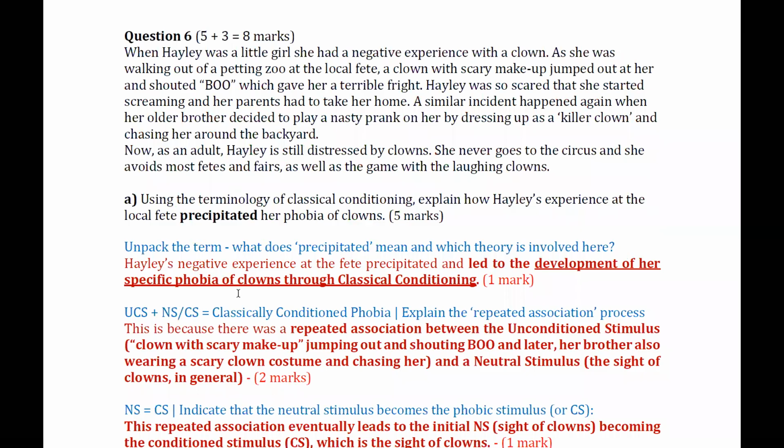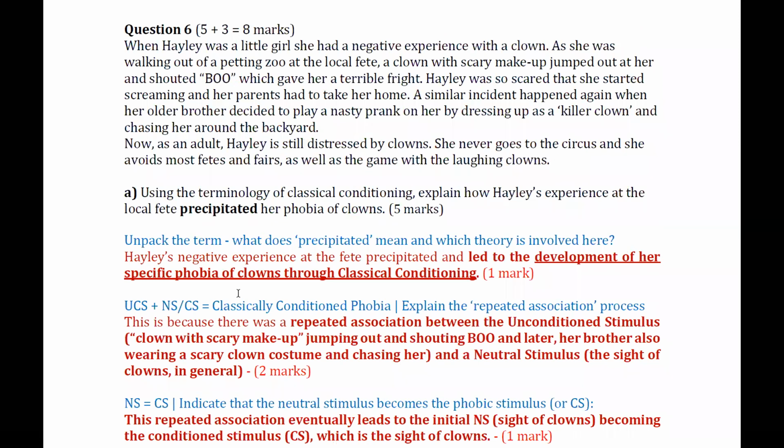Moving on now to the next question, which is question 6, which is also a scenario on specific phobia. So it says, when Hayley was a little girl, she had a negative experience with a clown. As she was walking out of a petting zoo at the local fete, a clown with scary makeup jumped out at her and shouted "boo," which gave her a terrible fright. Hayley was so scared that she started screaming and her parents had to take her home.